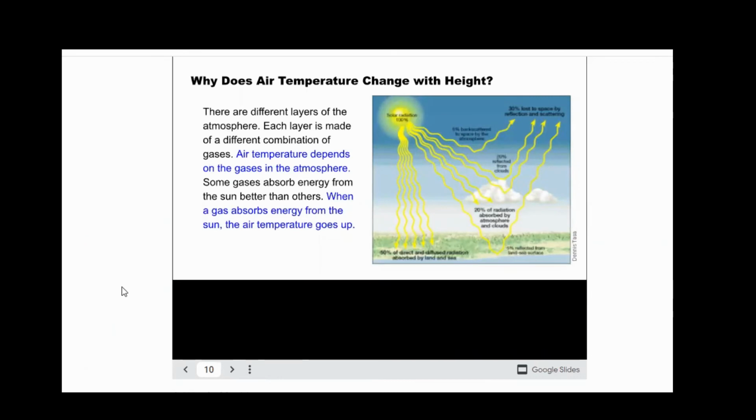So why does air temperature change based on the height or how far it is away from the surface of the Earth? Well, it depends on what gases are present in the atmosphere. Some of them will absorb heat or absorb energy. Some of them will reflect energy. And it depends on where you're at, what layer you're in, and what gases are there as to how warm or cold it is.